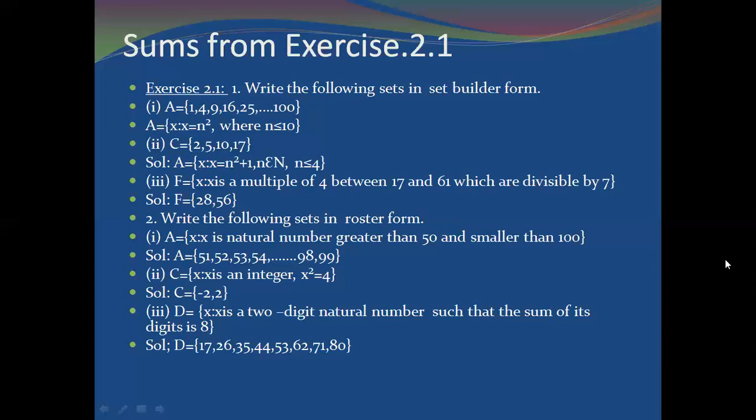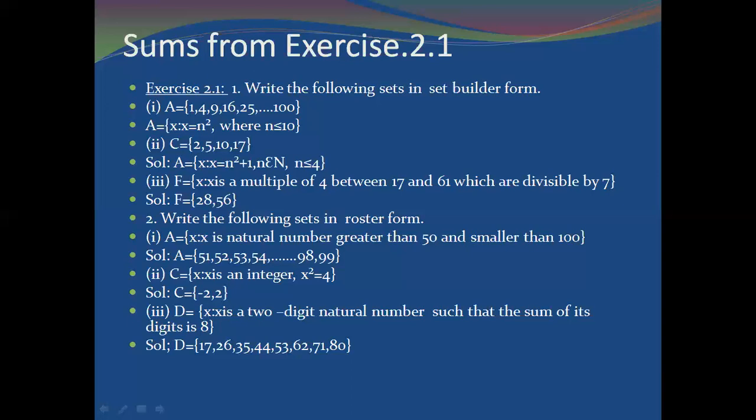First question you see here: convert the given sets into set builder form. Set A is equal to {1, 4, 9, 16, 25, ..., 100}. So we have to represent this in set builder form. Take it as set A is equal to {x such that x = n squared}, because all these elements are squares of numbers. So x is equal to n squared, where n is less than or equal to 10. The natural numbers n are from 1 up to 10, so you must use less than or equal to.